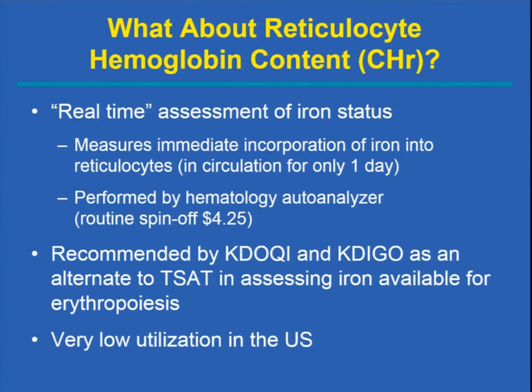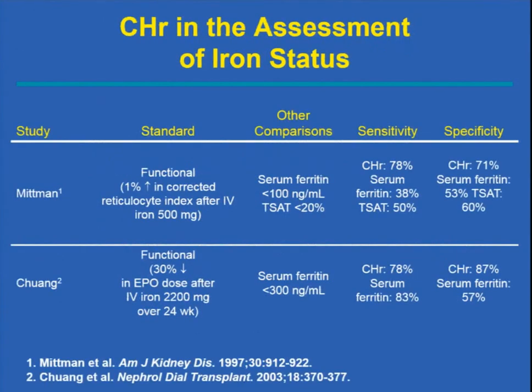It can actually be performed by a hematology autoanalyzer. Multi-channel analyzers have this already built in, so you just have to ask for it. The machine already does it, and there may be an additional charge of about $4, not very expensive. As I said, it's recommended by both the KDOQI and the KDIGO as an alternate to TSAT in assessing the iron that's actually available for erythropoiesis, but unfortunately, despite a fair amount of literature showing that it may actually have higher sensitivity and specificity for EPO responsiveness than TSAT, it's achieved very little utilization in the United States.